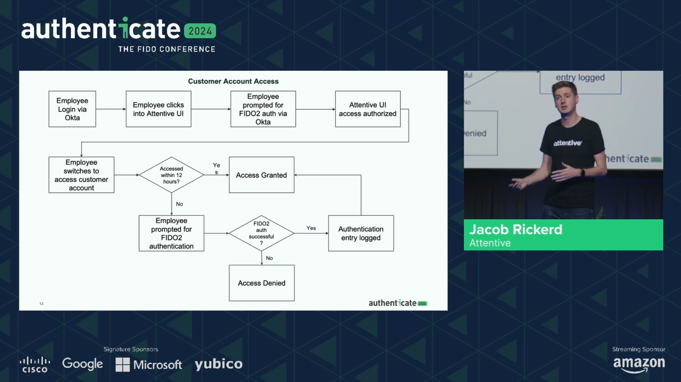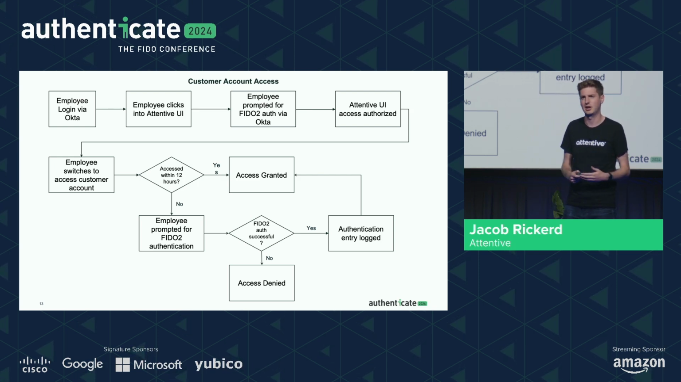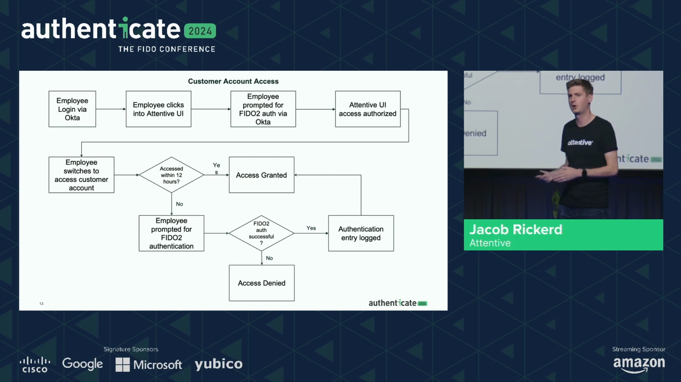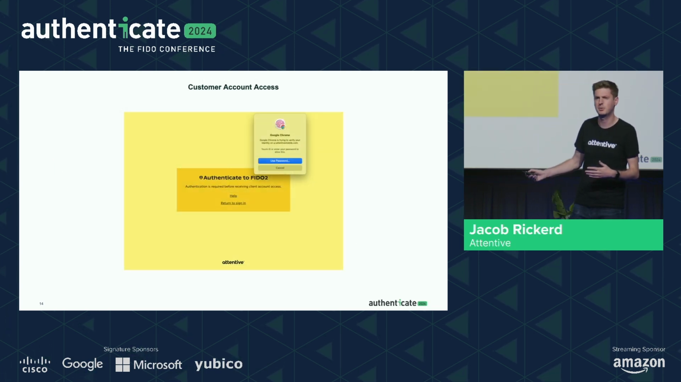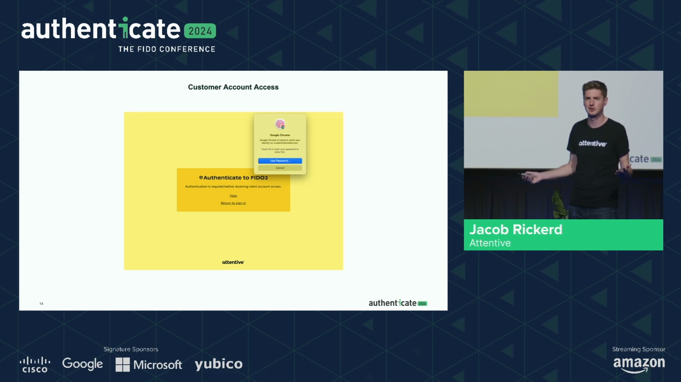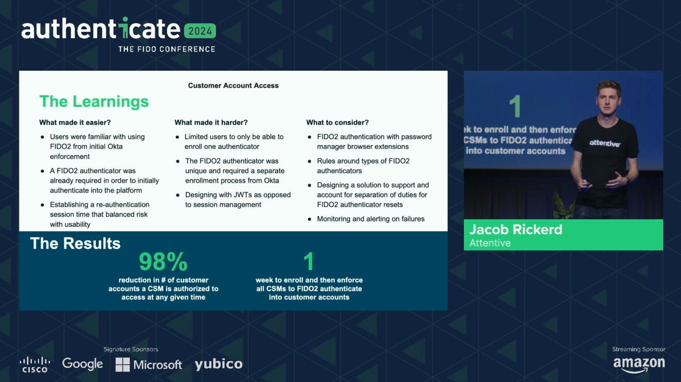Then later that day, if they get another ticket to access a different customer account, and they haven't accessed it in the last 12 hours, then this process repeats. This is what this looks like from the CSM's perspective. Nothing too crazy, just your standard FIDO2 prompt page with Chrome prompting for Touch ID.